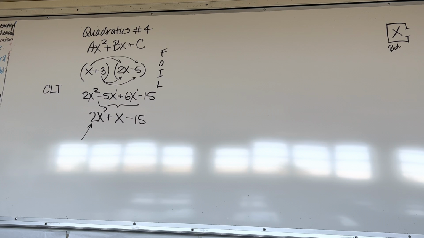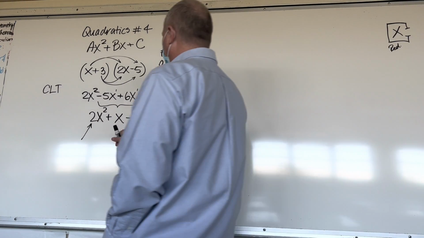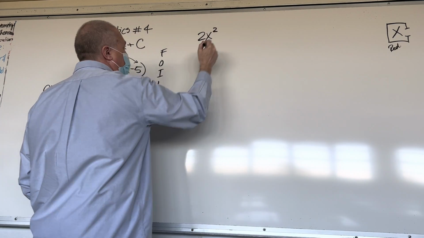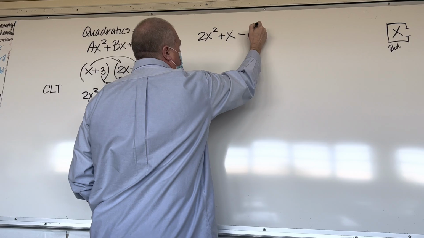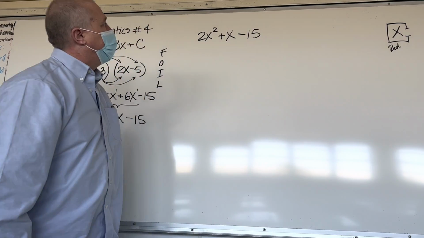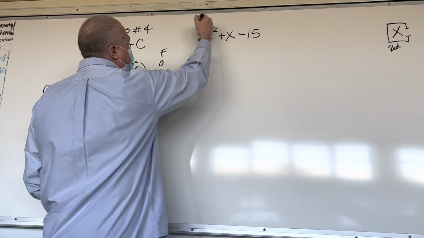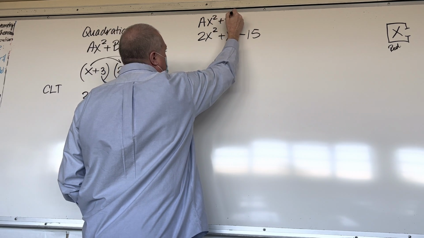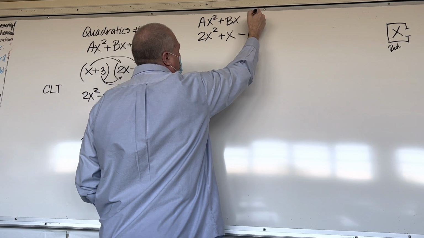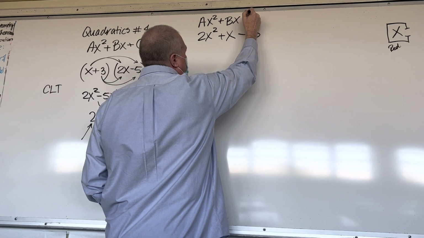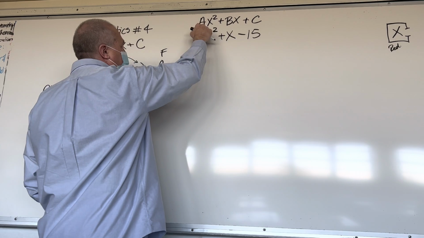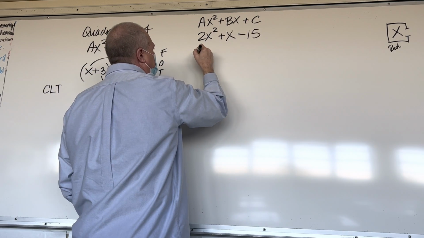So let's start with the given problem, which will be this one. 2x squared plus x minus 15. Let's write above it, if you can still see this, ax squared plus bx plus c. And let's define what is a, b, and c.